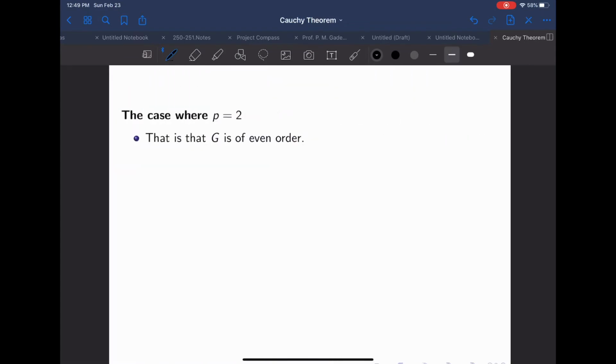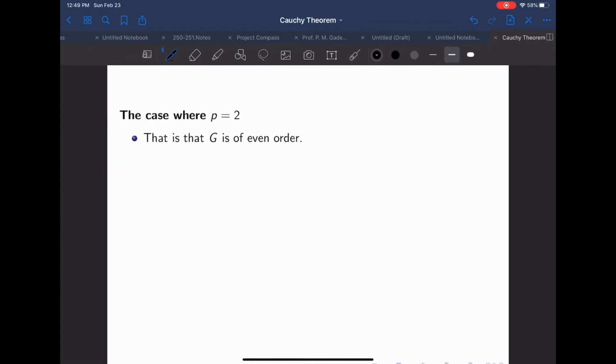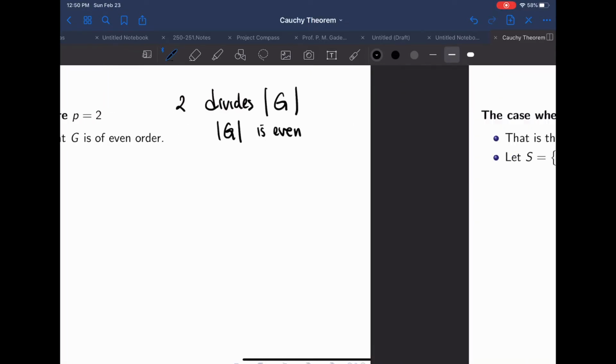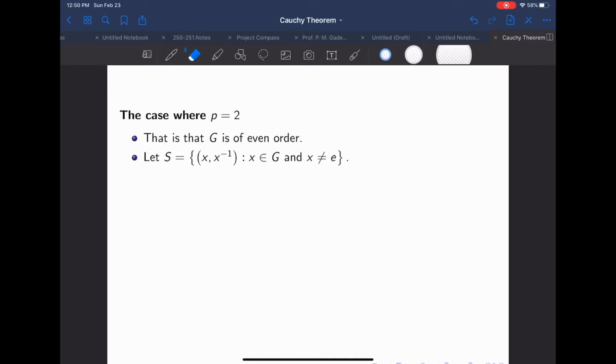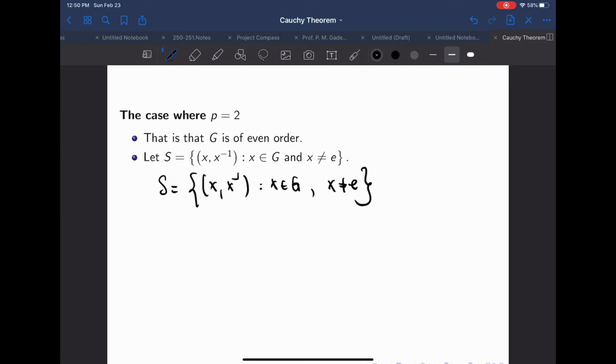Okay, so let us substantiate these results. First, we'll look at the case where P is 2, the smallest prime number. Since 2 divides the order of G, this is telling us that the order of G must be even, right? Now, I will consider the set S of all ordered pairs of the type (x, x inverse). So we're essentially pairing every element with its inverse, assuming that x is not the identity element.